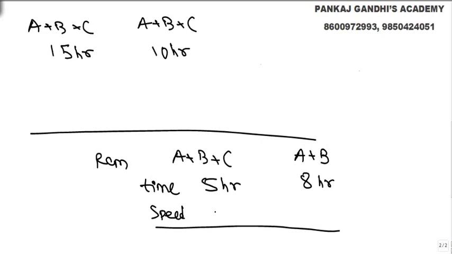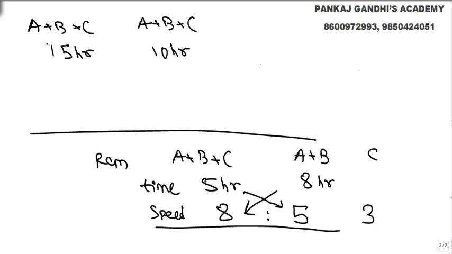So if the speed of ABC is 8, this is 5. What all ABC do in 5 hours, A and B do in 8 hours. Obviously, the remaining tank was for ABC 5 hours, but A and B did it in 8 hours. Means the speed ratio is inverse. Speed is inverse of time. If ABC fill 8 per hour, AB fill 5 per hour. Means C fills 3 per hour.